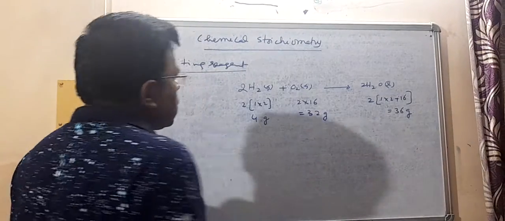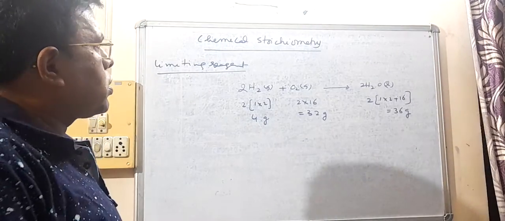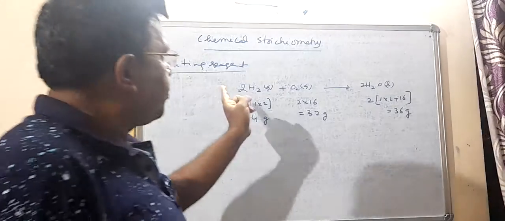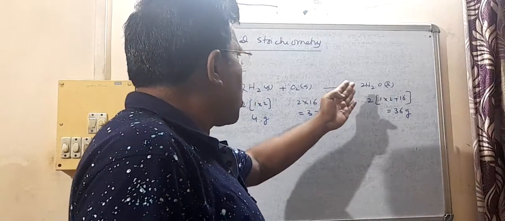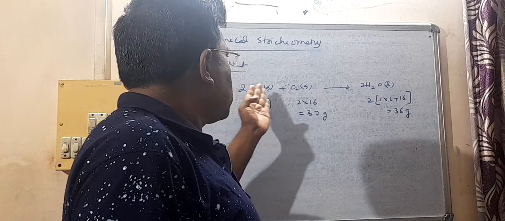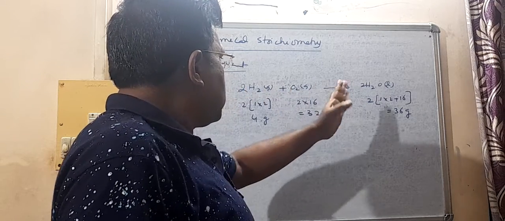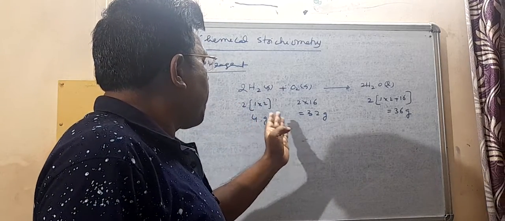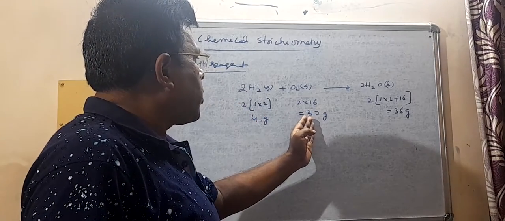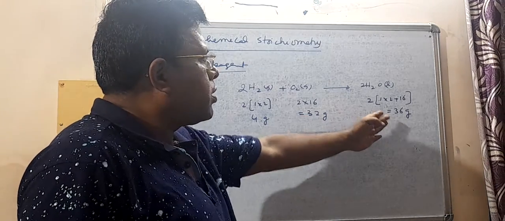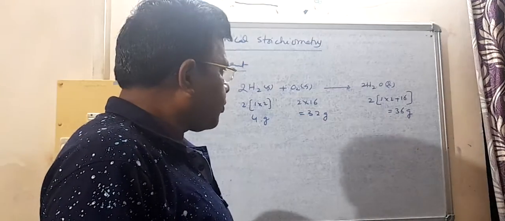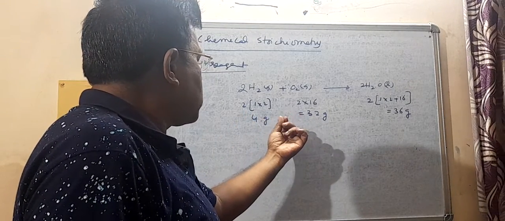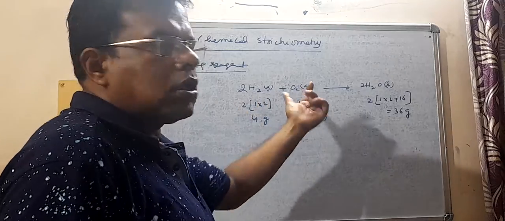So now let us discuss what is limiting reagent. Let us consider this reaction where water is being produced from hydrogen and oxygen, and we can see from the balanced chemical equation that 4 grams of hydrogen combines with 32 grams of oxygen to form 36 grams of water. This is the proportion in which hydrogen and oxygen combine.